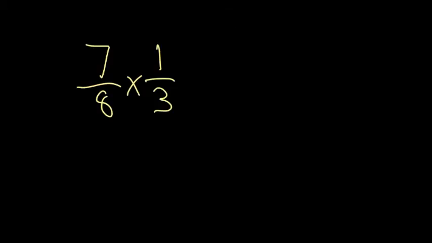Alright, next I have 7/8 times 1/3. And looking at this, there's nothing I can reduce on this, so I'm just going to multiply. 7 times 1 is 7. 8 times 3 is 24. So again, if there's nothing you can reduce, just multiply.